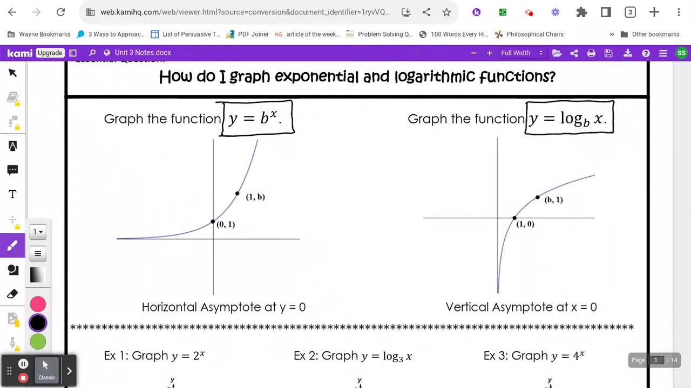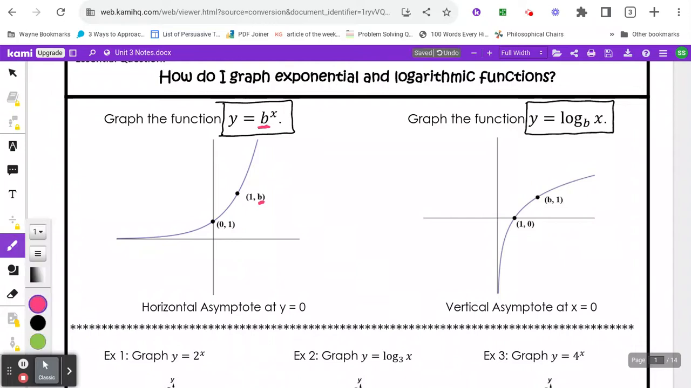So every exponential function, b to the x, looks exactly the same. You graph 2 points: (0, 1), always (0, 1), and then the point (1, b). So this b is that b right there. If there's a 5 there, it's (1, 5). If there's a 2 there, it's (1, 2).